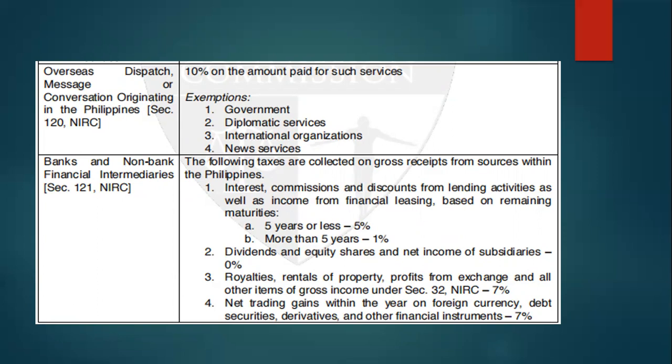It is provided in Section 120 that there shall be collected upon overseas dispatch messages or conversations transmitted from the Philippines by telephone, telegraph, typewriter, telewriter, exchange wireless and other communications equipment services, a tax of 10% on the amount paid for such services. The tax imposed in this section shall be payable by the person paying for the service rendered and shall be paid to the person rendering the services, who is required to collect and pay the tax within 20 days after the end of each month. So, those like PLDT and Globe, okay? They are subject to 10%.